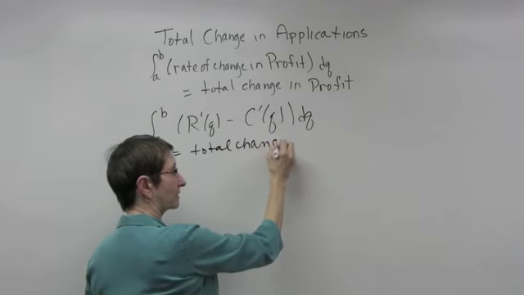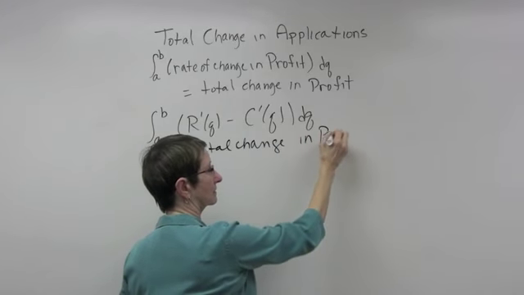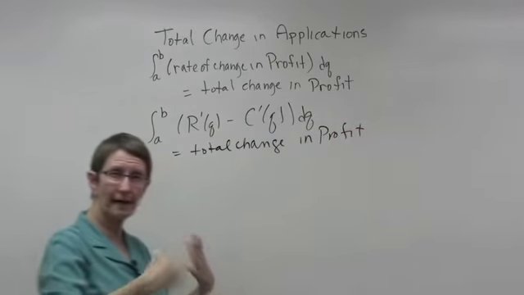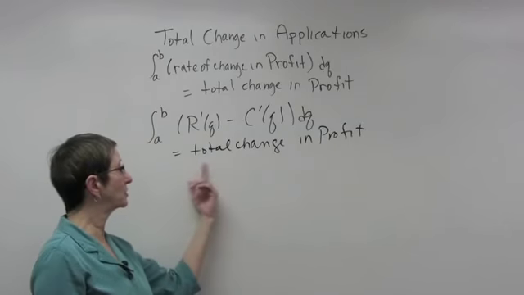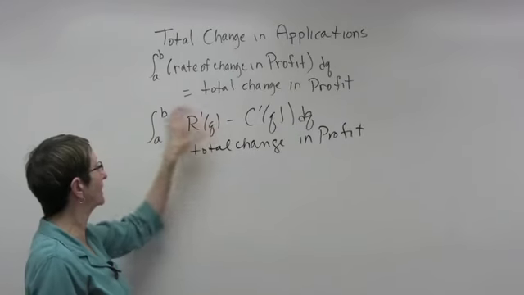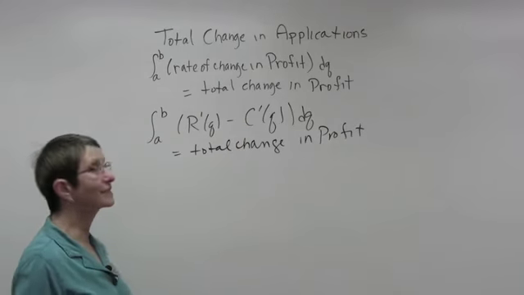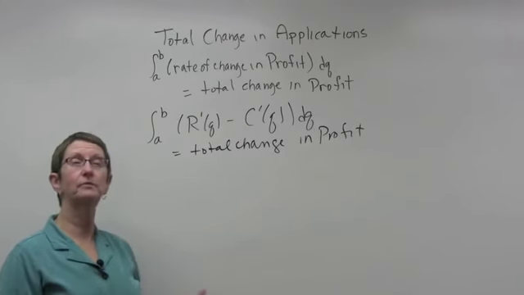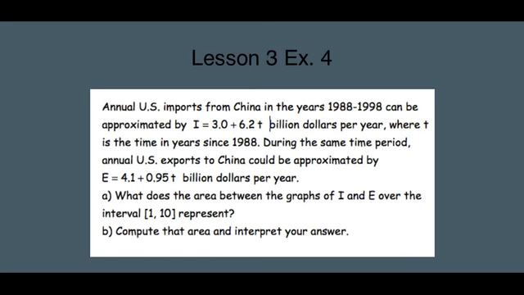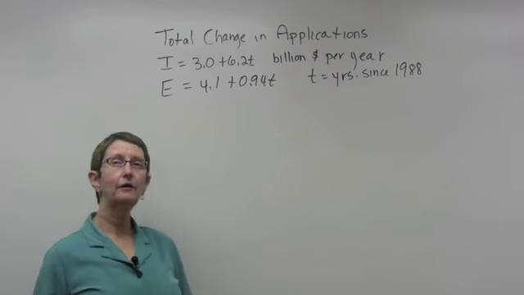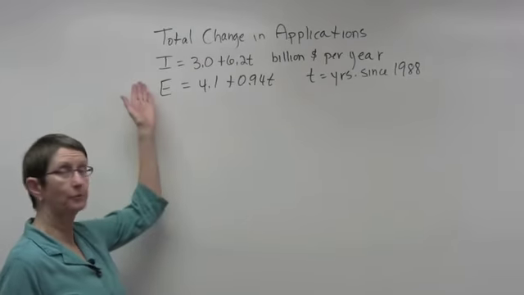Not the profit, but the change in profit. You start with an amount, you end with an amount, and the change is the difference, and that's what the antiderivative of the derivative would give us. So let's look at an example now, not of profit, but of something else. Our example dealt with imports and exports.